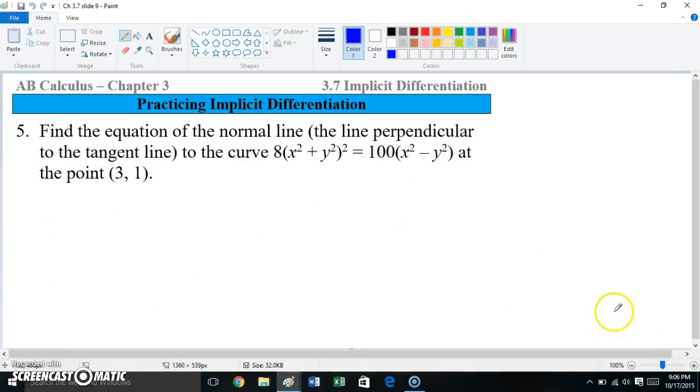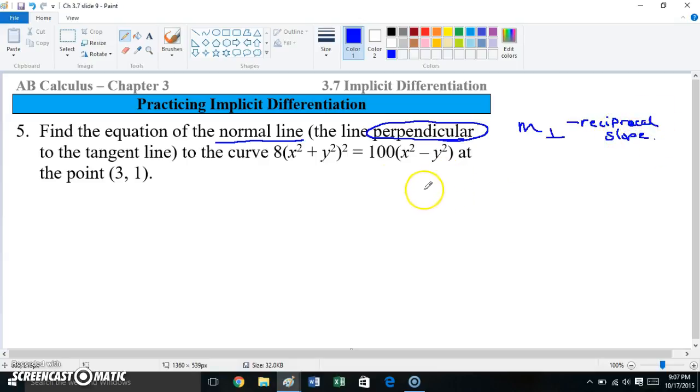All right. Last question. Find the equation of the normal line. The normal line is the line perpendicular to the tangent line. Remember, perpendiculars have negative reciprocal slopes. To the curve 8 times the quantity x squared plus y squared equals 100 times the quantity x squared minus y squared at the point 3, 1.